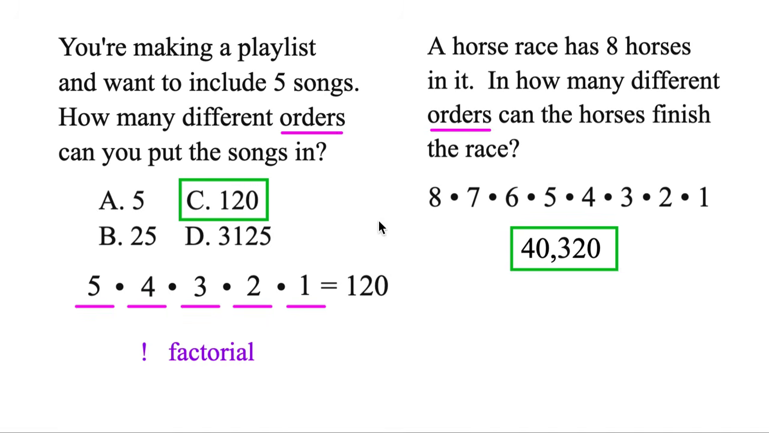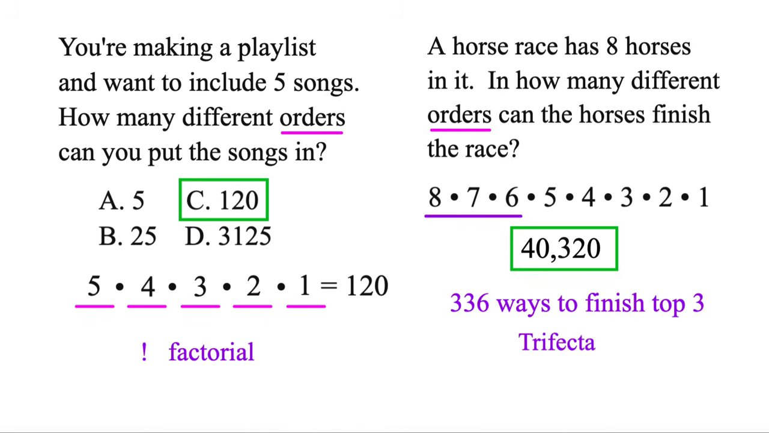Now what if you're interested in just the first, second, and third place? Then you're just going to multiply the first 3 numbers. So in this case, that would get us 336 ways for them to finish in the top 3. If you're at a horse track and you're making a bet, this is called a trifecta bet. Even if you put down a $1 or $2 bet, but you got it right, the payout would be probably a couple hundred, maybe even thousands of bucks. But of course, it's extremely unlikely, so good luck.